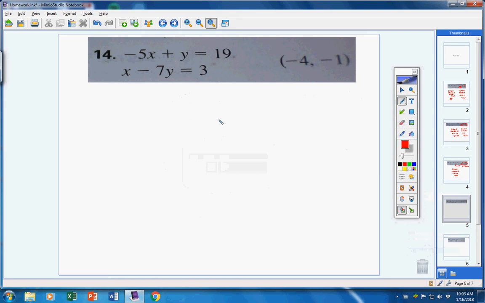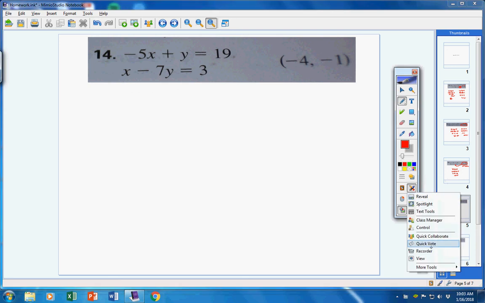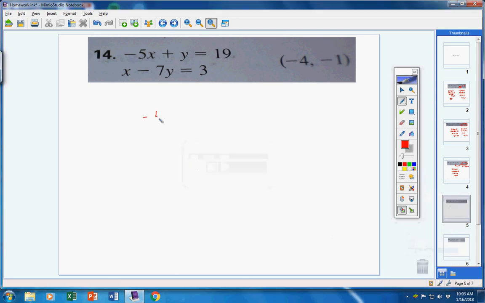Okay, students, let's take a look now at number 14. Let's copy our first equation. Now let's substitute our values in for the variables. So negative 5 parentheses negative 4 plus y negative 1. And we get positive 20, negative 1, which does give you 19. So far, so good. Now let's check this ordered pair in our second equation.